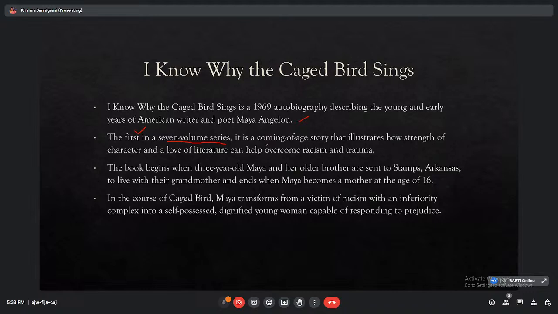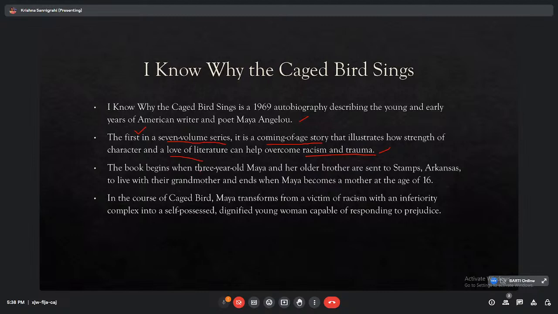It is a coming of age story that illustrates how strength of character and a love of literature can help overcome racism and trauma. So, what is it about? The first in a 7 volume series, it is a coming of age story that illustrates how strength of character and a love of literature can help overcome racism and trauma.